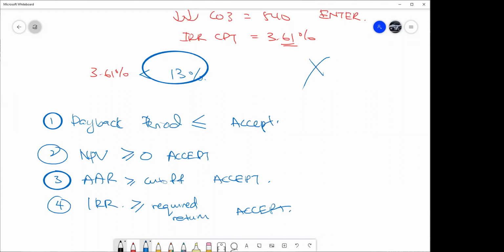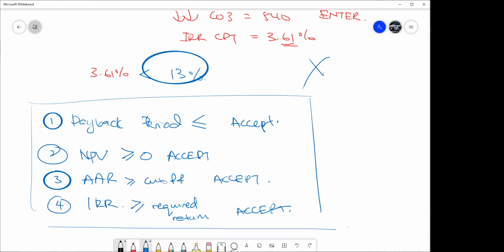This is the benchmark. This is cut off. Okay? So I already summarized it. This is the benchmark for all 4.